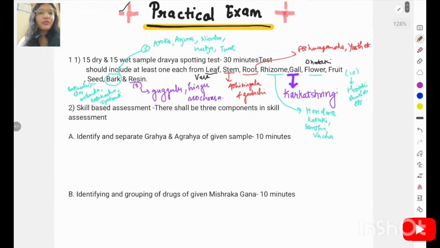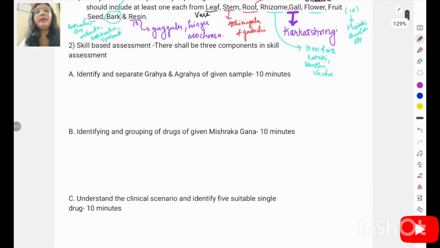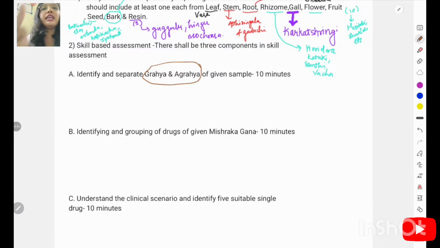Second is the skill based assessment. Skill based assessment has basically 3 main headings. The first heading is to identify and separate the grahya and agrahya of a given sample. Actually you are given 2 bowls in which they keep the grahya and agrahya mixed. So from one bowl we have to separate the grahya ones and put them in the second bowl. So this is basically for the genuine drug. You have to identify the genuine drug by its organoleptic characters, which you have studied in your theory paper.